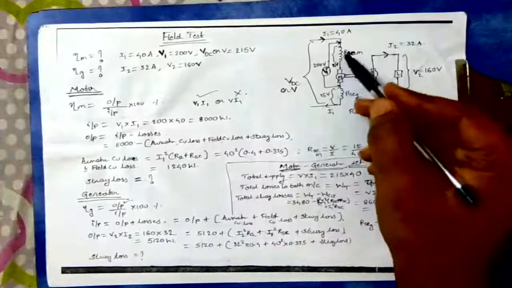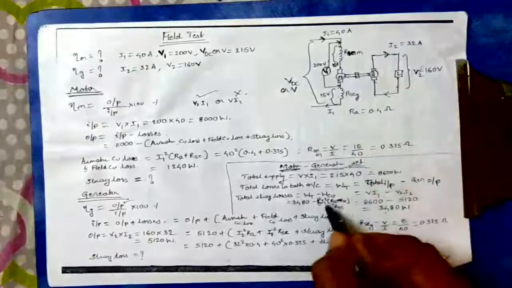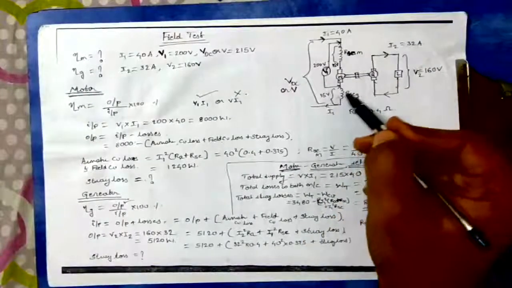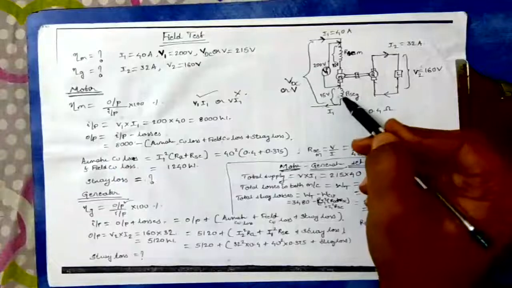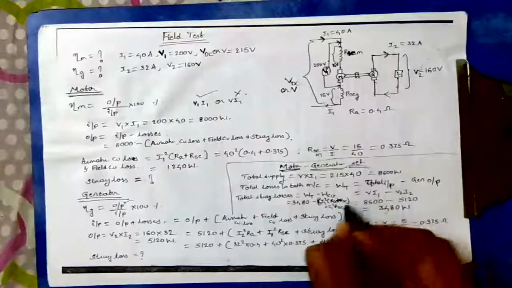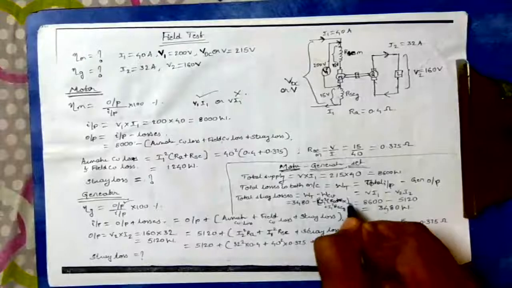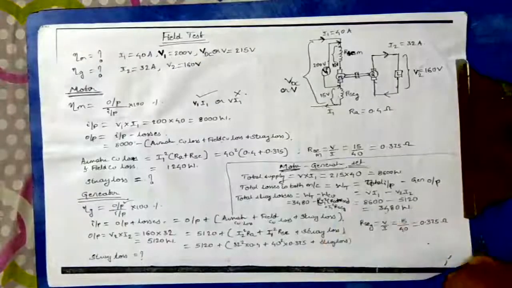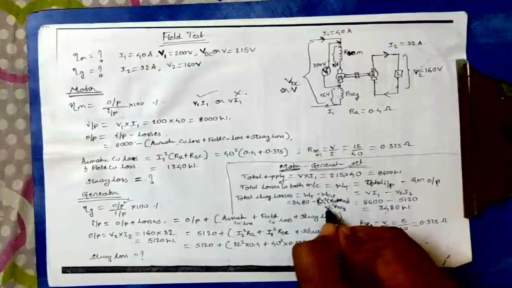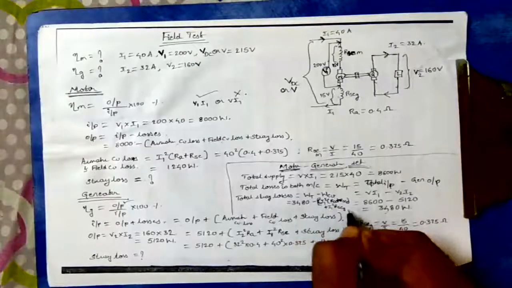Total copper loss in the field of the motor is I1 square into RSC, plus the total copper loss in the field part of the generator, that is I1 square into RSC G. If you want, you can suffix RSC G, RSC M. Either of the two is of the same value. You can write like this, or you can combine them.